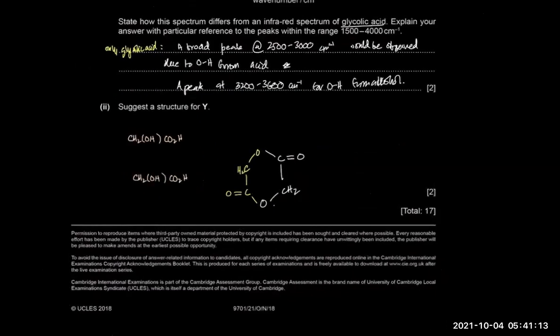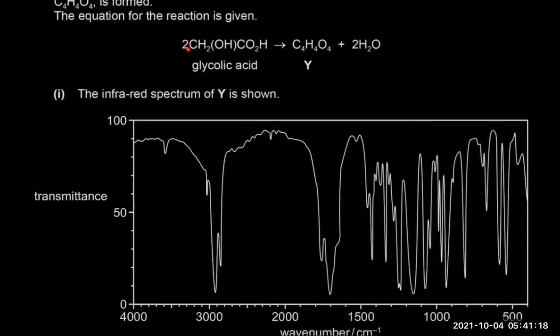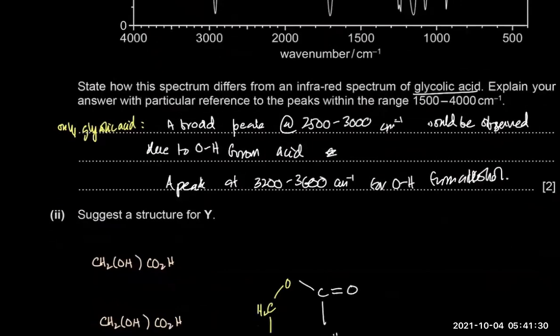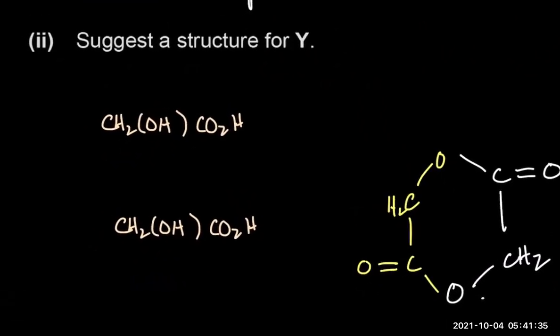How do we know there's two of them reacting? Because they've shown that in the equation. Two of them are reacting to form one compound, and they've also shown that two water molecules are released. We know that for every ester linkage, one water molecule is released. So there must be two ester linkages being formed.